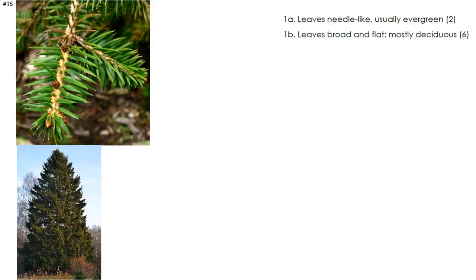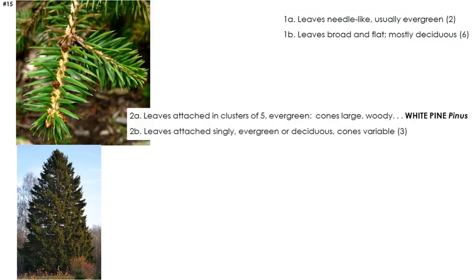Unknown number 15. Leaves needle-like, usually evergreen, go to 2, or leaves broad and flat, mostly deciduous. Well, this is an evergreen, so needle-like. Leaves attached in clusters of 5, and we've already had that one. We know what that looks like. Leaves attached singly, evergreen or deciduous, cone variable. So 2B it is.